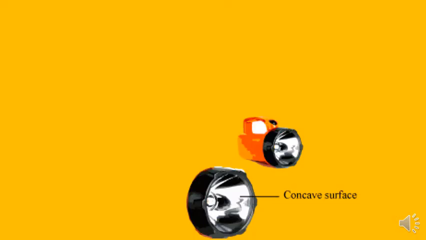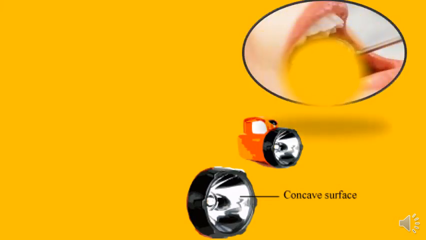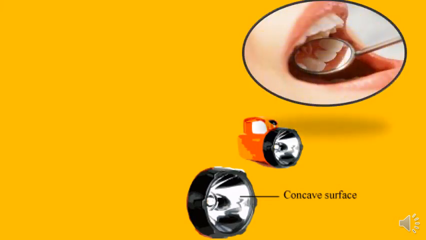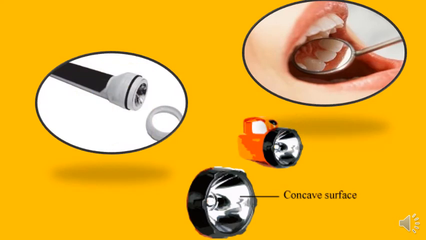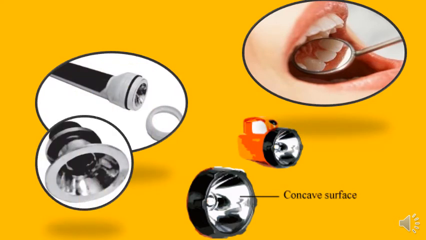The reflectors, torches, headlights of cars and scooters use concave mirrors for this property. So here is a big torch where the concave surface is used. Then the dentist also uses it to check the teeth. Then in our household torches also such kind of concave mirror is used.